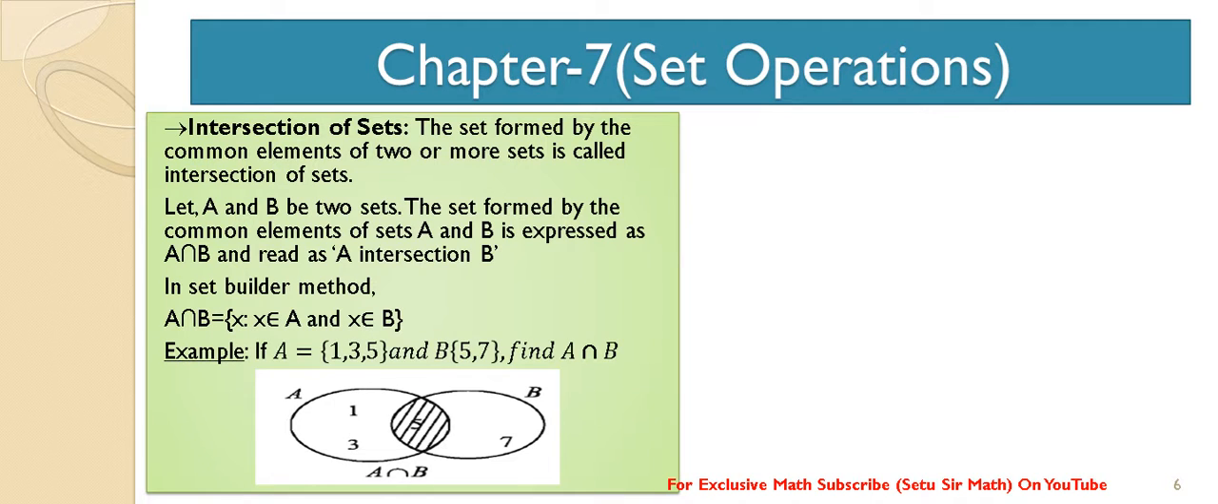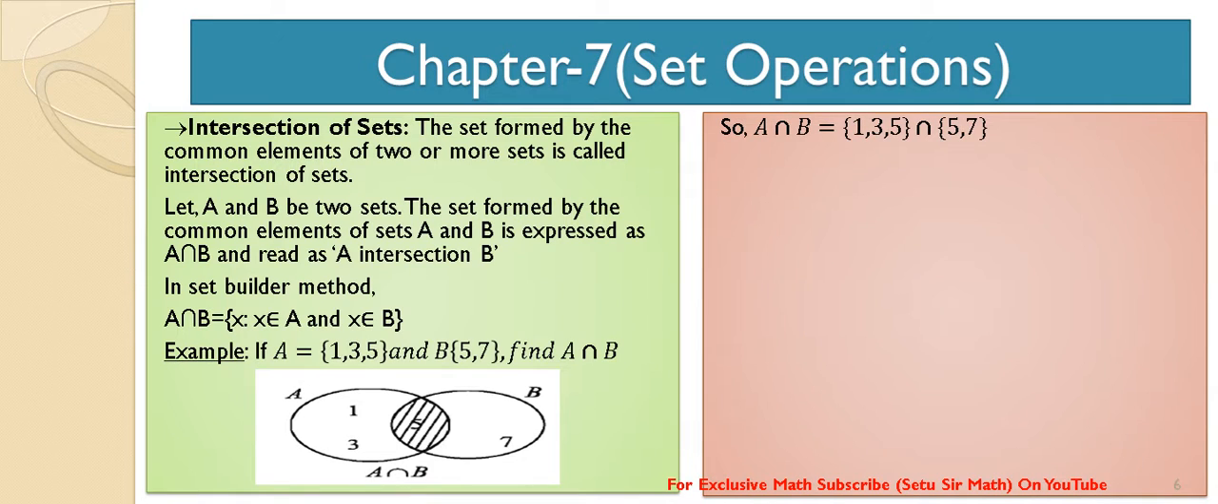So this is the example. If A equals {1, 3, 5} and B equals {5, 7}, find A intersection B. In this figure, you can see A and B, these are two sets, and 5 is the common element of A and B, because 5 is the element of A and also 5 is the element of B. So this is the common element, that's why this is the intersection of sets. So A intersection B equals {1, 3, 5} intersection {5, 7} equals {5}, the common element.